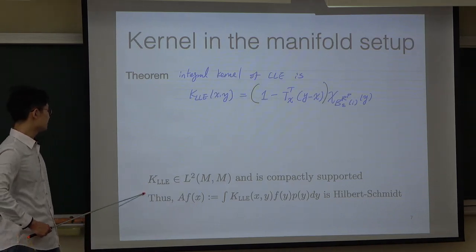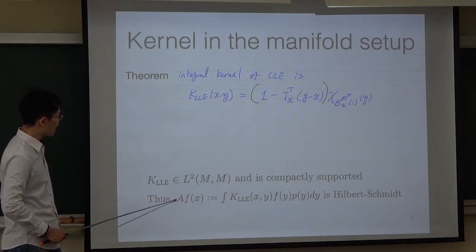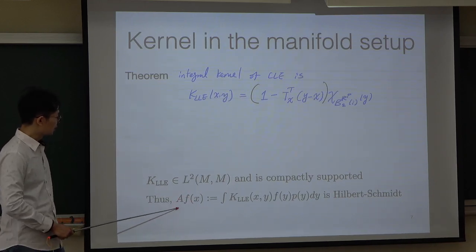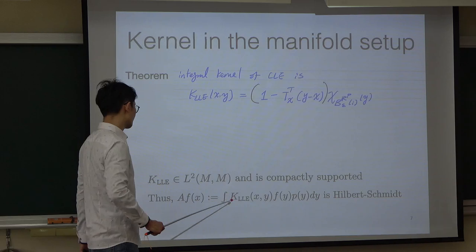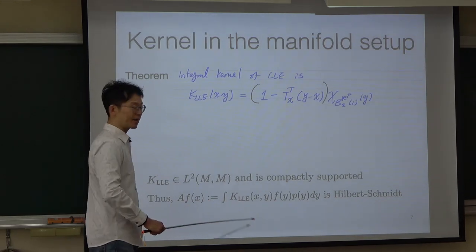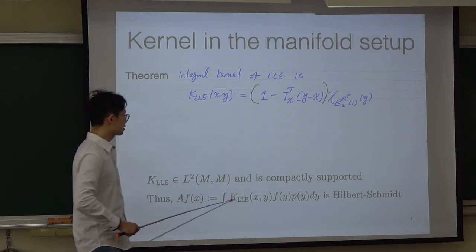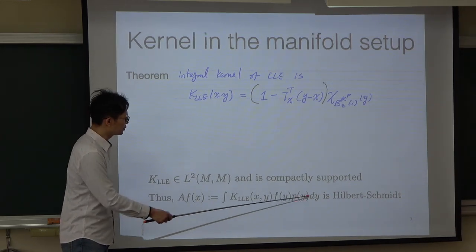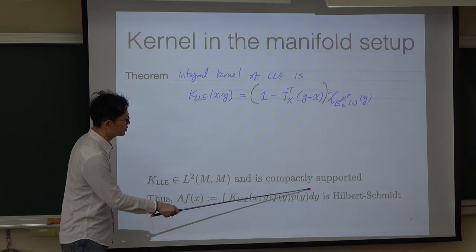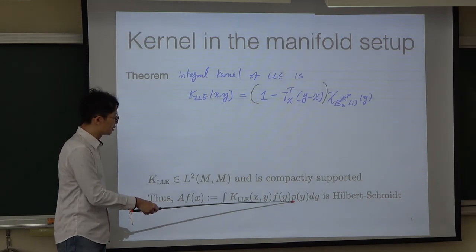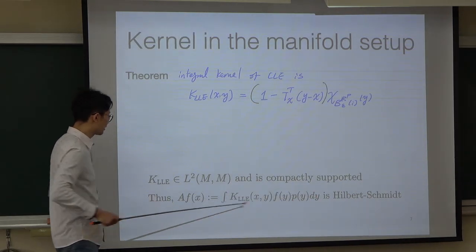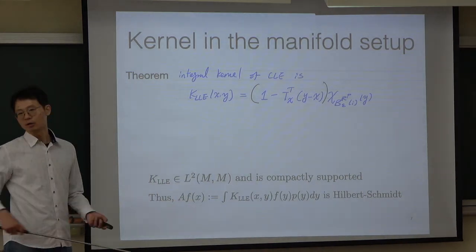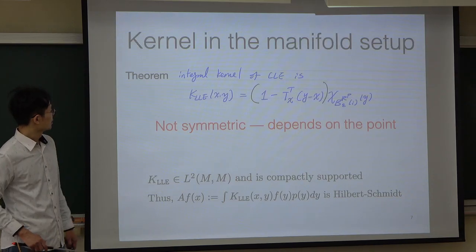Very easily you can check that if you define an operator A, then A acting on f is defined as the kernel K_LLE acting on f, integrated against P(dy), the density measure of the random variable X. Then this operator is Hilbert-Schmidt, so that you have almost everything you like.